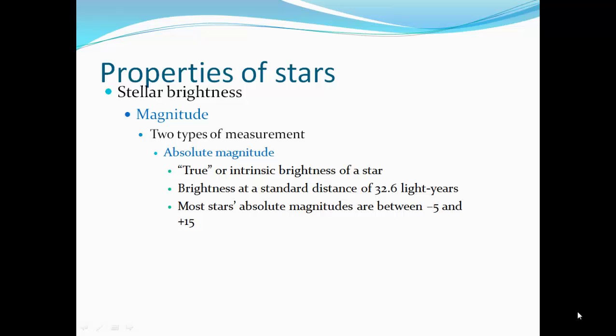Absolute magnitude is the true or intrinsic brightness of a star. It is the brightness at a standard distance of 32.6 light years. Most stars' absolute magnitudes are between -5 and +15.